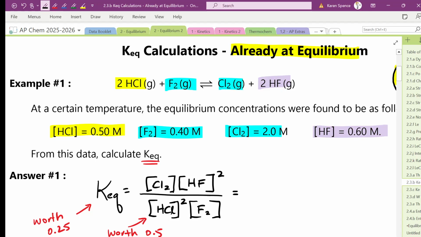Equals. All right, now you start throwing in the numbers. Okay, so we now have Cl2 is 2.0. Now, I'm going to let you in on a little secret. KEQ has no units. And because it has no units, this is the one time in your life where when you're calculating it, you do not need to put in units.